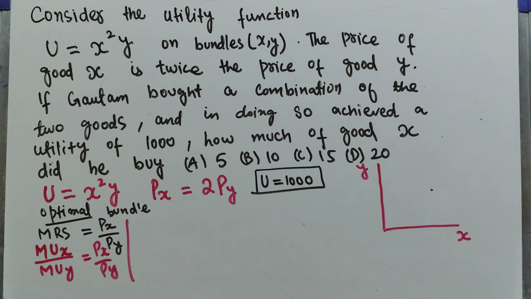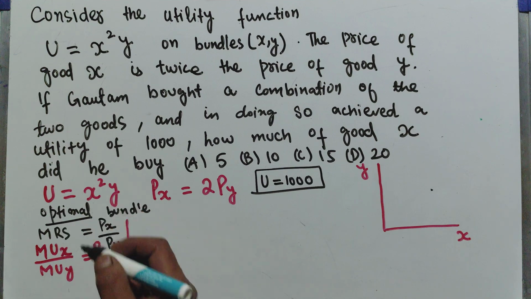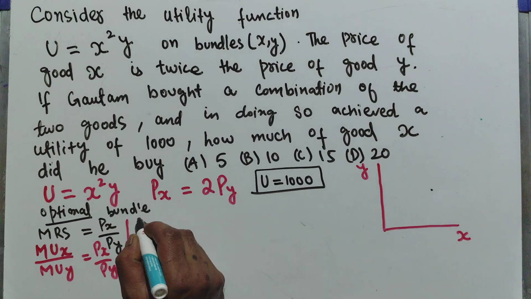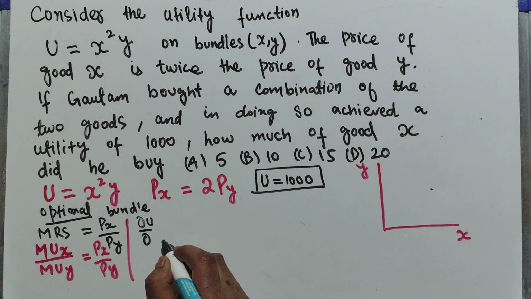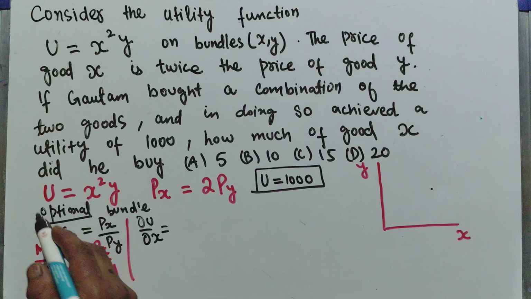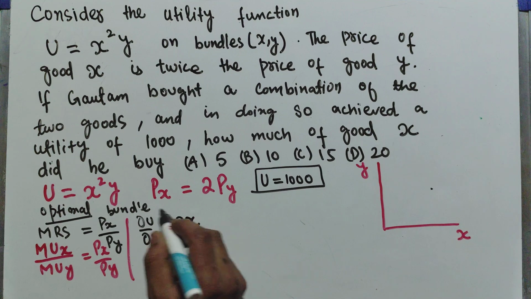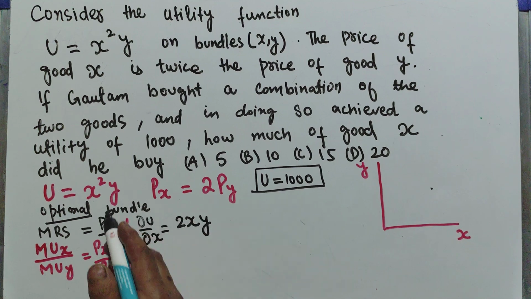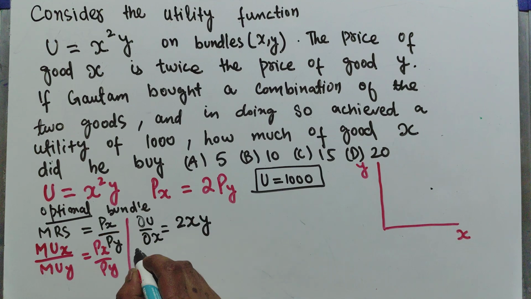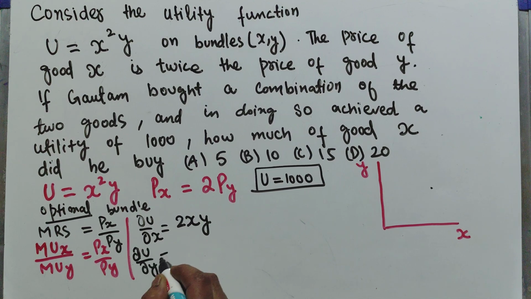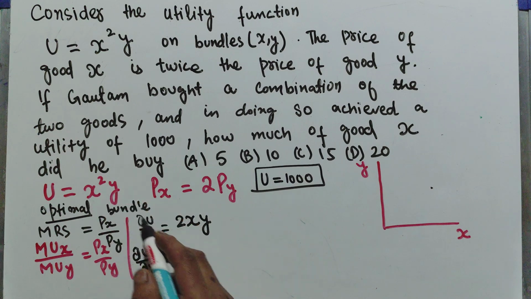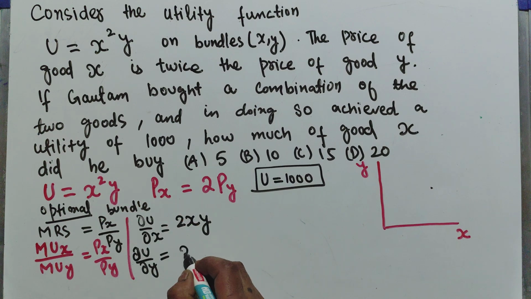MUx is the derivative of the utility function partially with respect to good x. So du upon dx is the marginal utility of good x. The derivative of x squared is 2x, and y will remain the same because we are taking the partial with respect to x. Similarly, del u upon del y measures the marginal utility of good y, which is the derivative of this function with respect to y. The derivative of y is 1, so we are left with x squared.